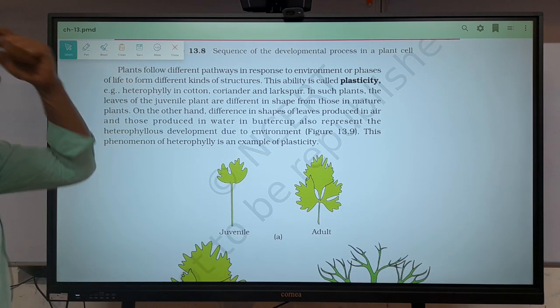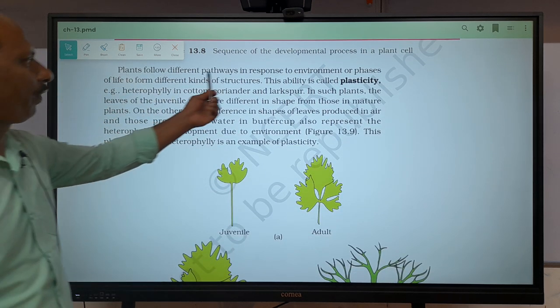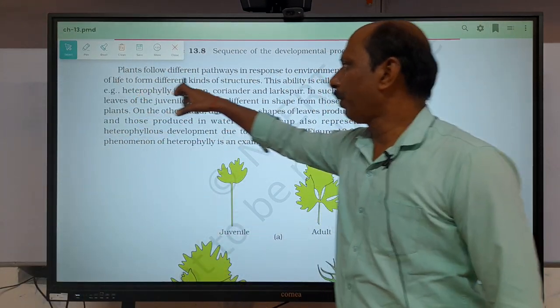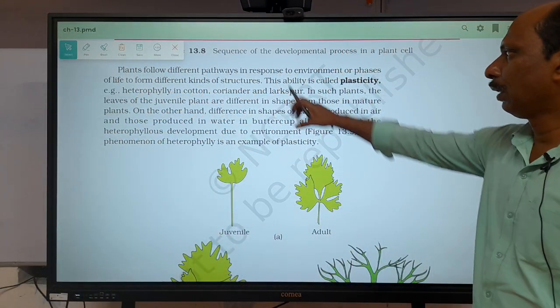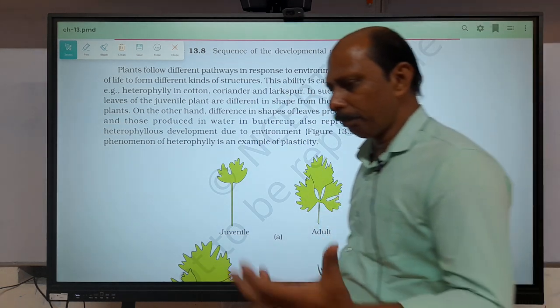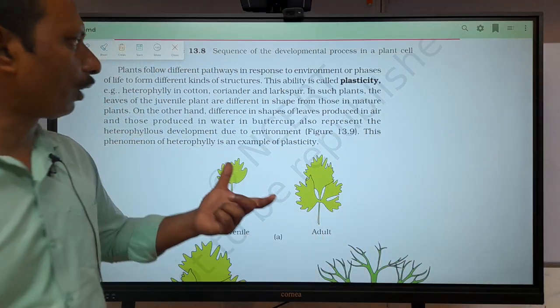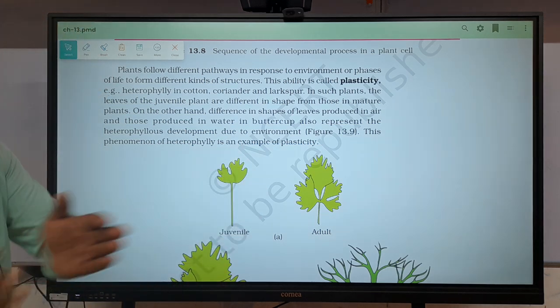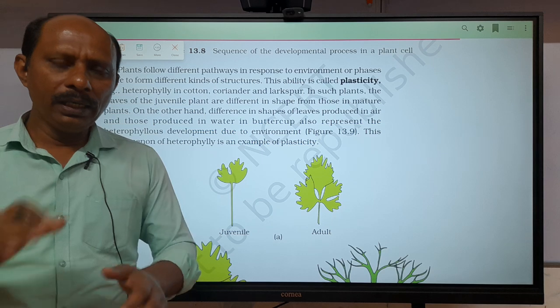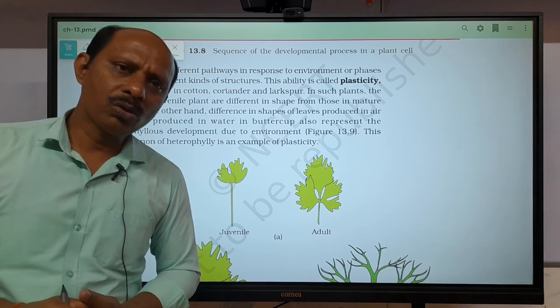Now here is given plasticity. What is plasticity? Plants follow different pathways in response to environment or phase of life to form different kinds of structures. This ability is called plasticity. The same part of a plant shows different types of structures in different habitats and in different phases of life. So this is called plasticity.